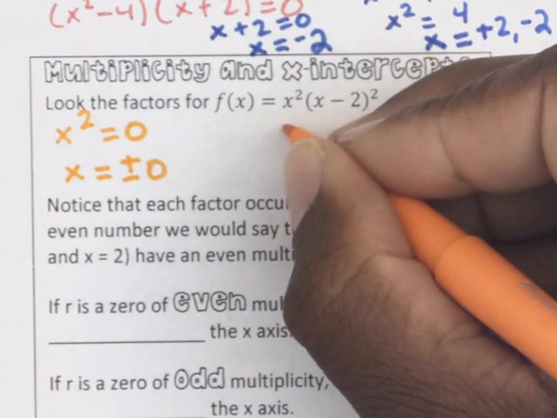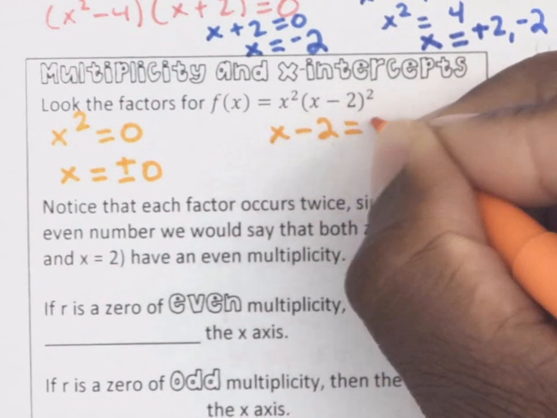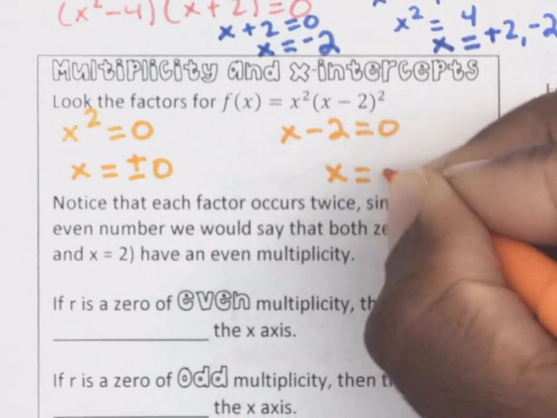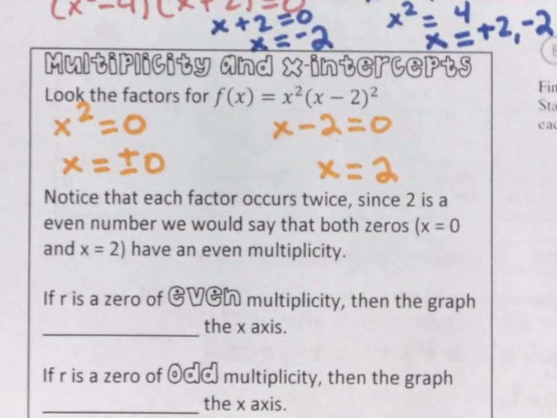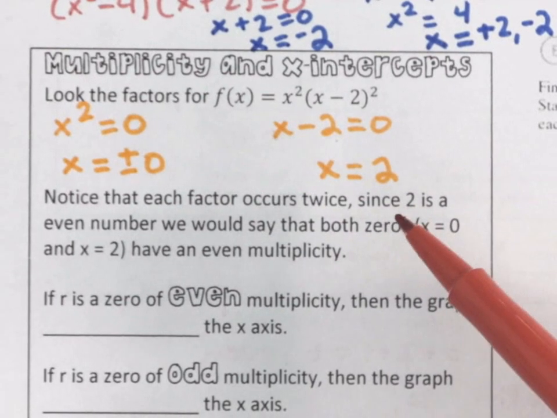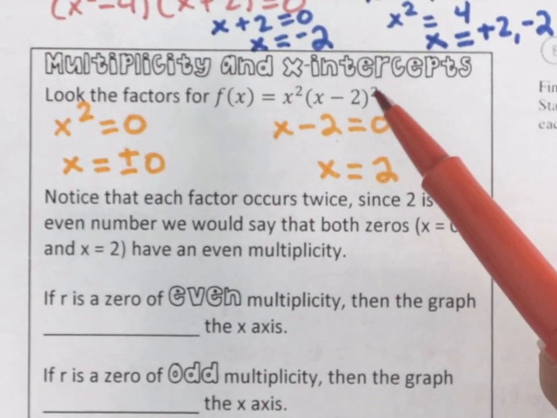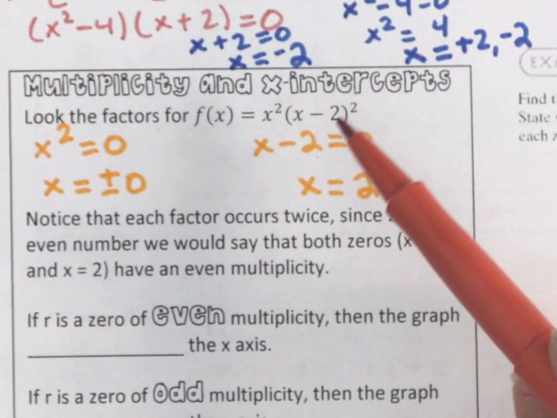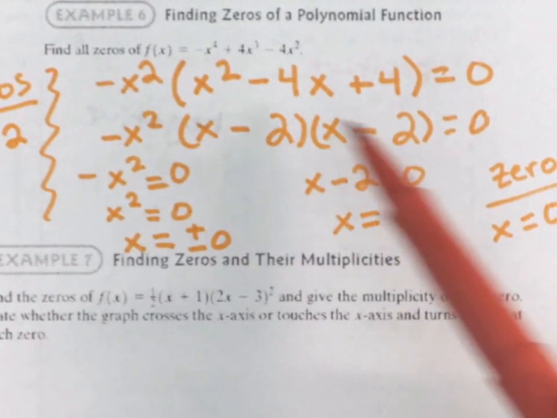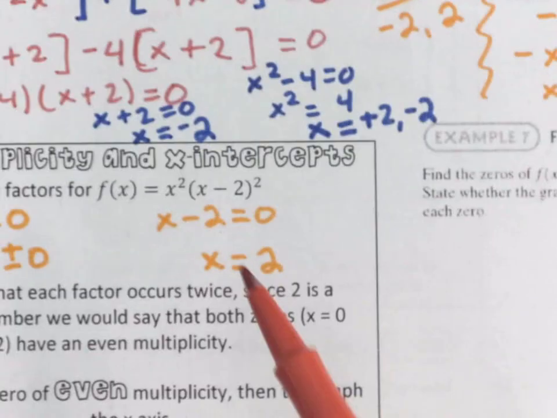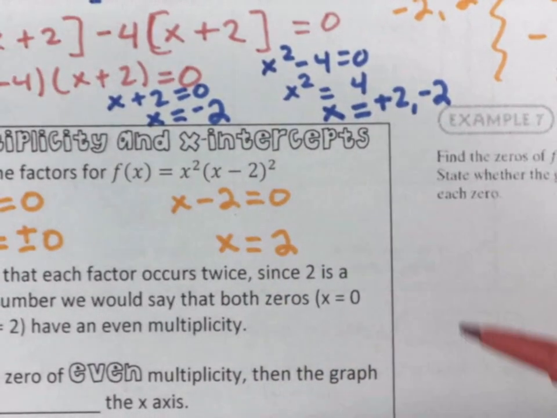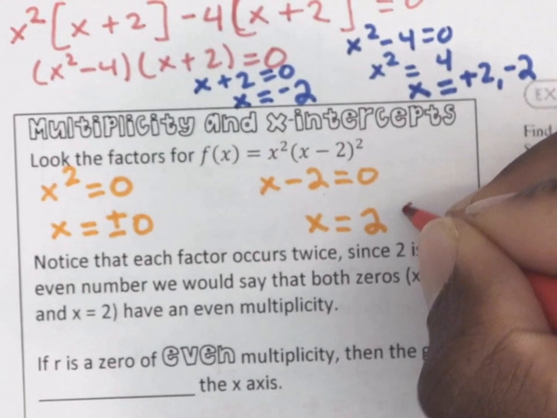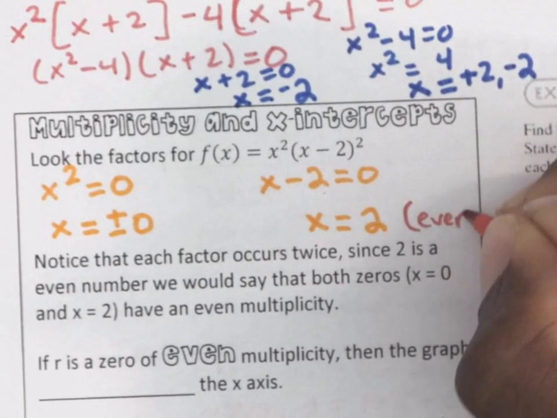Next factor, x minus 2 equals 0. X equals 2. How many times did I get 2 as an answer? Twice, because this is squared. But there's no point in doing it twice. I just know I'm going to get this 2 times. So the multiplicity here would be 2, which is even.